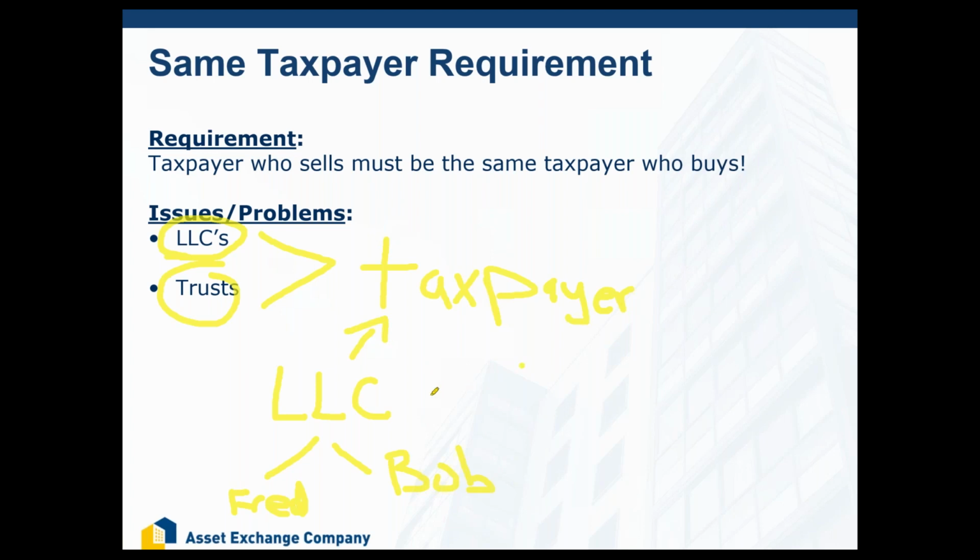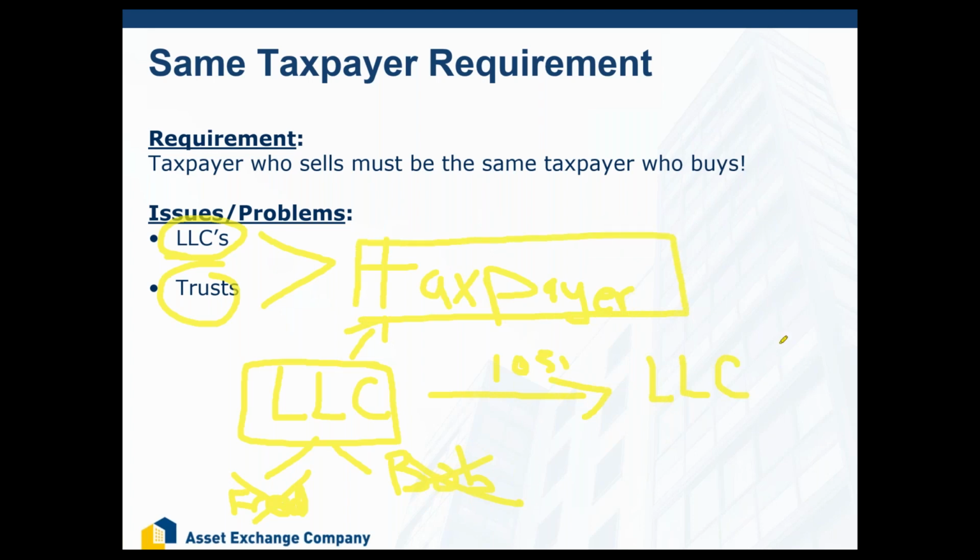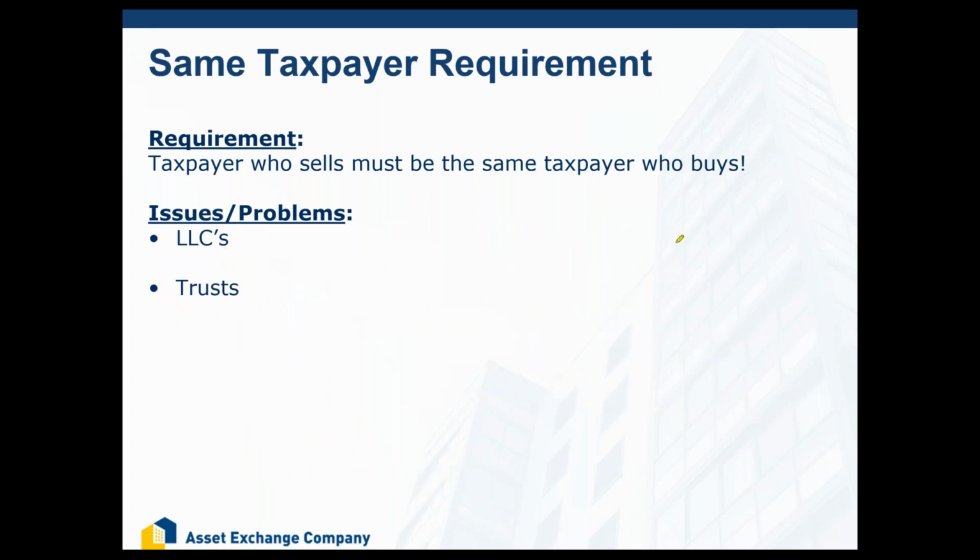And if that LLC wants to do an exchange and sell a property, guess what? The LLC is doing the exchange, not Bob and Fred. They don't own real estate. They own shares of the LLC. So when that LLC sells property, the LLC is the taxpayer to do the exchange, and that LLC needs to buy the replacement property. So we need to know who your taxpayer is.